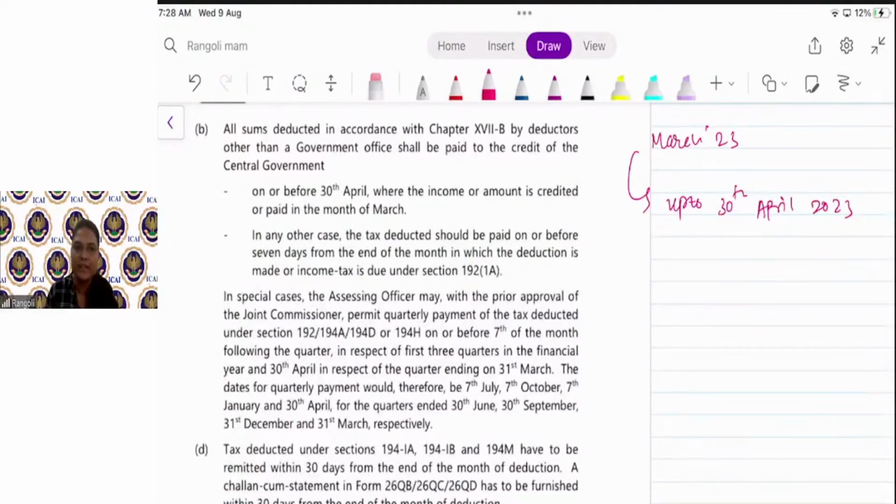Now, in special cases, you can apply to the assessing officer. An assessing officer, with the prior approval of the joint commissioner, may allow you to make payment of TDS quarterly under section 192, that is salary, 194A, interest other than interest on securities, 194D, insurance commission, and 194H, general commission. Right?